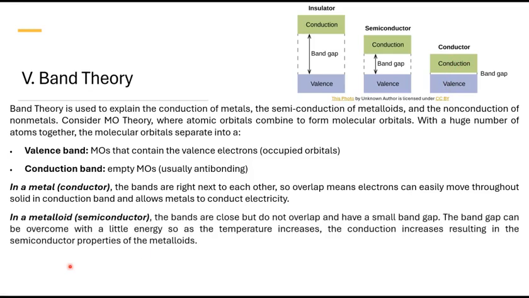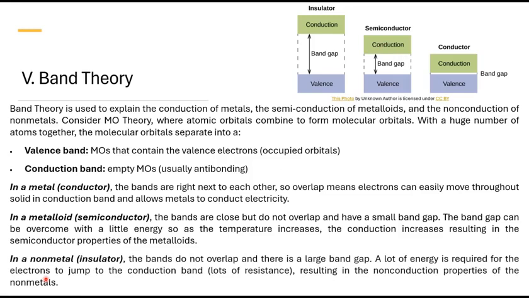In a metalloid or a semiconductor, the bands are close to each other but do not overlap. There is a small band gap. The band gap can be overcome with a little bit of energy, so as temperature goes up, the conduction increases, resulting in the semiconductor properties of metalloids. So in the middle image here, the band gap is small. The valence electrons need a little bit of energy in order to go into the conduction band.